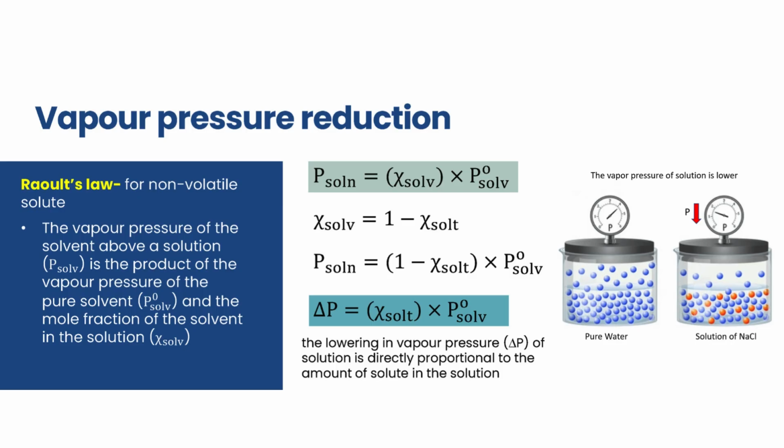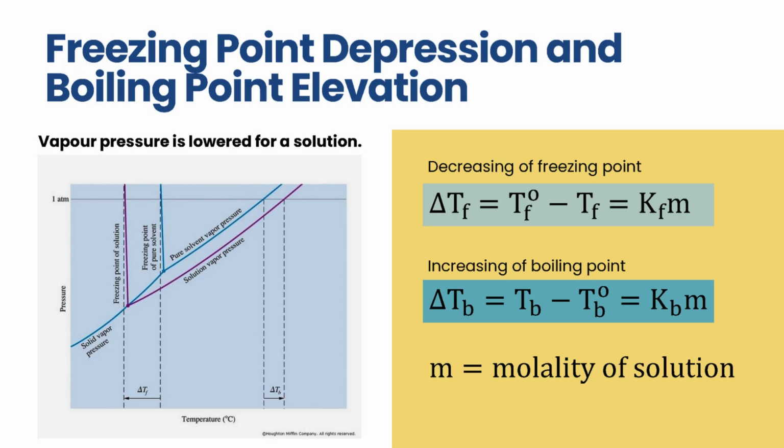Raoult's law puts numbers on it, relating it to how much solvent versus solute you have. Okay, lower vapor pressure. How does that lead to the boiling and freezing point changes? Well, boiling happens when the vapor pressure equals the surrounding atmospheric pressure. If the solution's vapor pressure is lower at any given temperature, you have to heat it hotter to make its vapor pressure reach atmospheric pressure. So it boils at a higher temperature. Boiling point elevation. Makes sense.